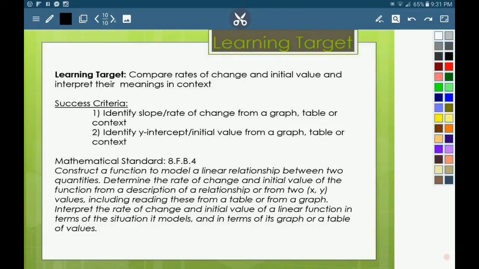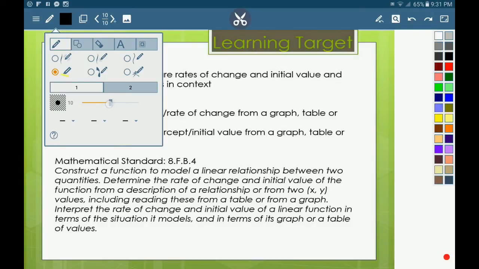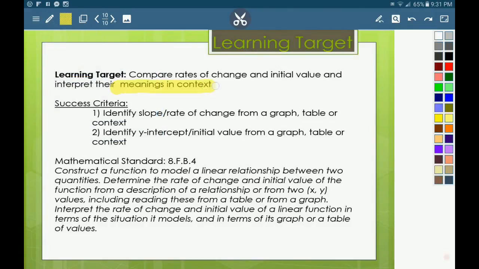All right, so to recap, we were able to compare rates of change and initial value and interpret their meanings in context, especially in context. Meanings in context was what we did today and yesterday. We also were able to compare them fully at the end of the lesson yesterday and today. And we were successful by first being able to identify the rate of change from either a graph, table, or context, and identify the y-intercept or initial value from a graph, table, or context. So once you're ready, go ahead and start your practice.